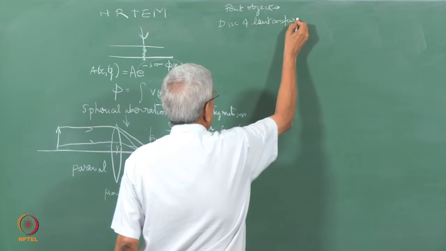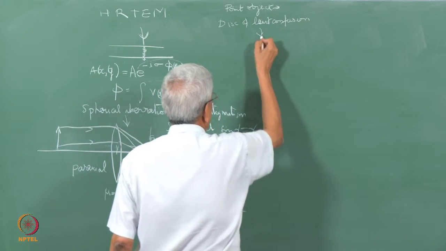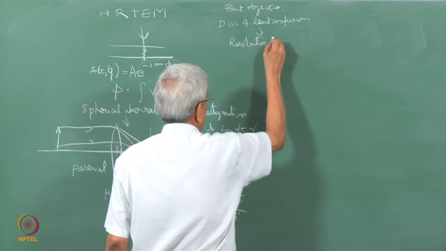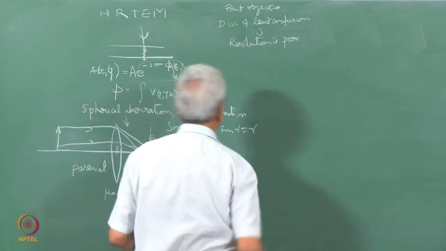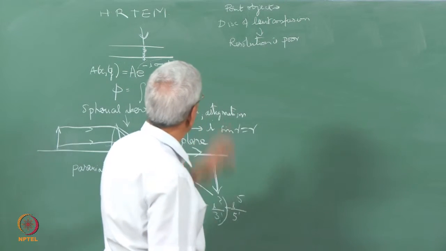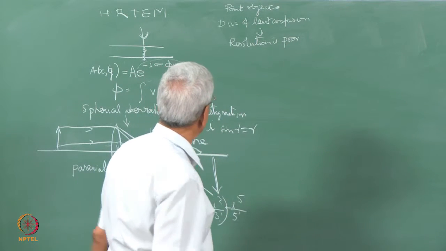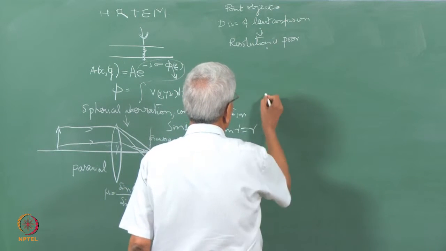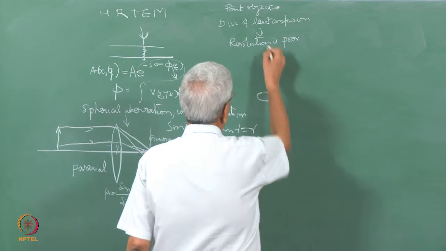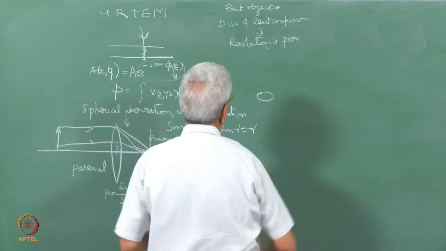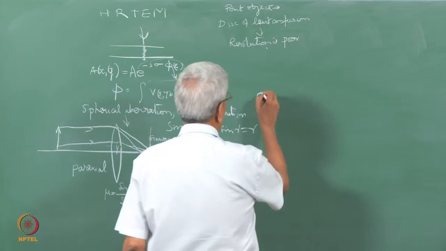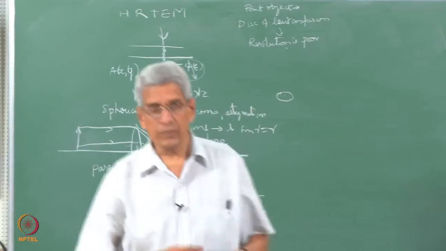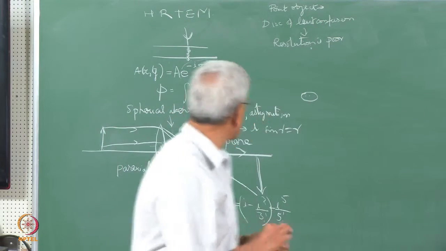So, what is the effect of it? The effect of this is that resolution is poor, or resolution is limited by that spherical aberration. The next point is that, essentially, for a point object we are going to get a disk. Where exactly the image of that object is going to be, we do not know. These are all the problems which we face in the case of conventional electron microscopy.